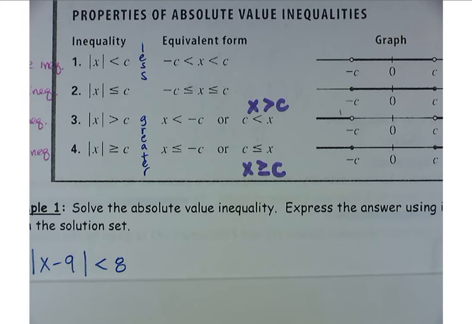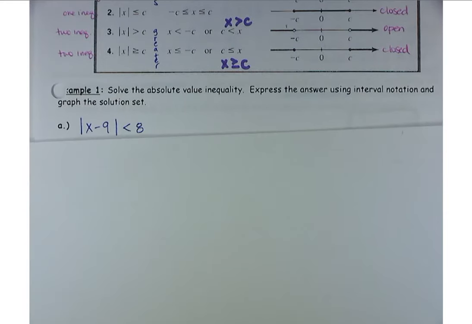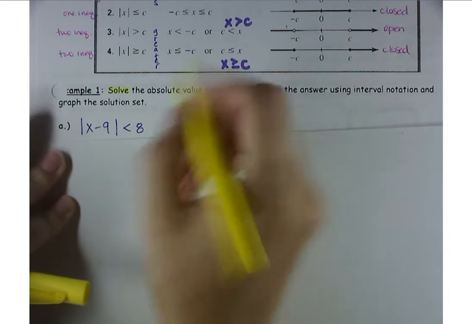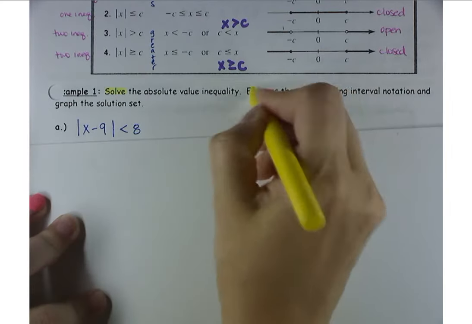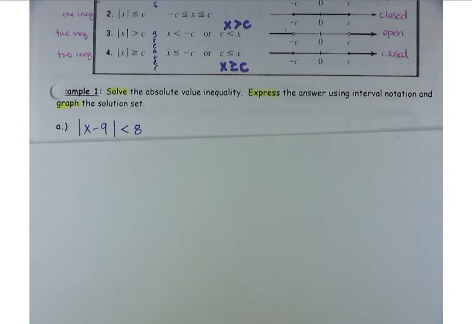All right, so for example 1, a lot of times what we tend to do is just glaze over the directions and then we go straight to the problem, but we have to make sure we understand what it is asking us to do. So one thing we have to do is we have to solve. Okay, so we are going to solve the absolute value inequality. The next thing we're going to do is we are going to express, and the last thing we're going to do is graph.